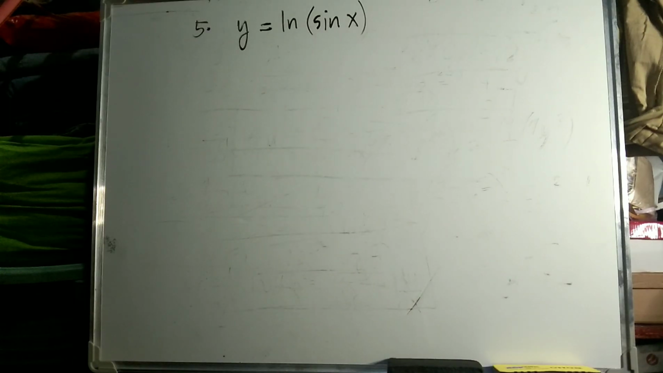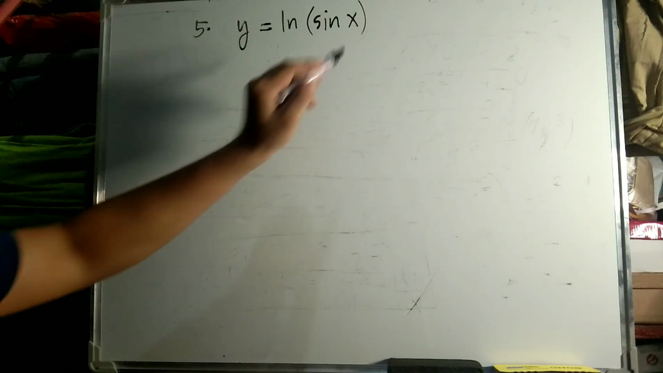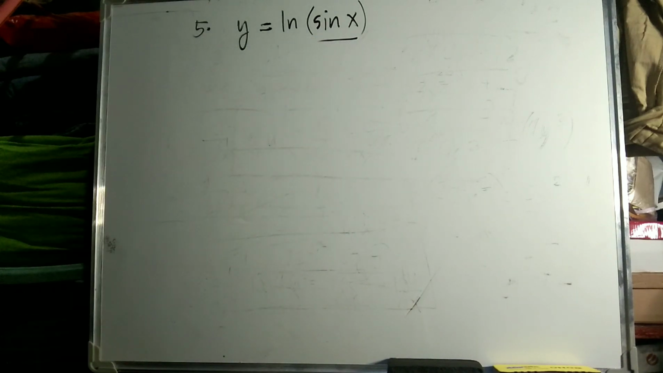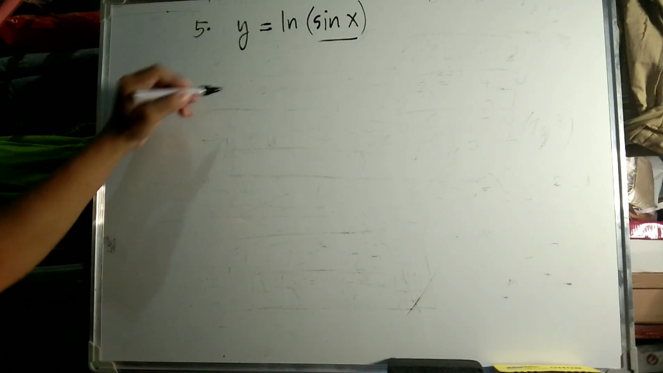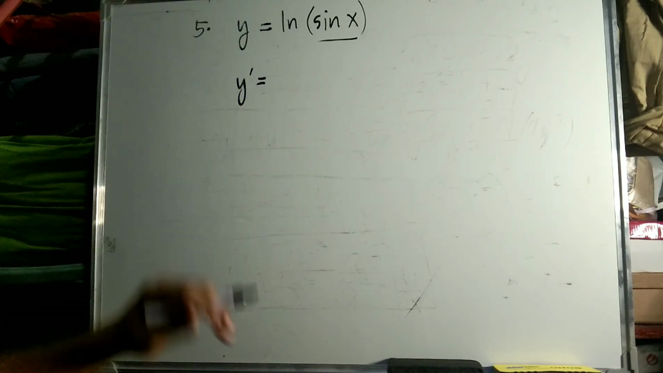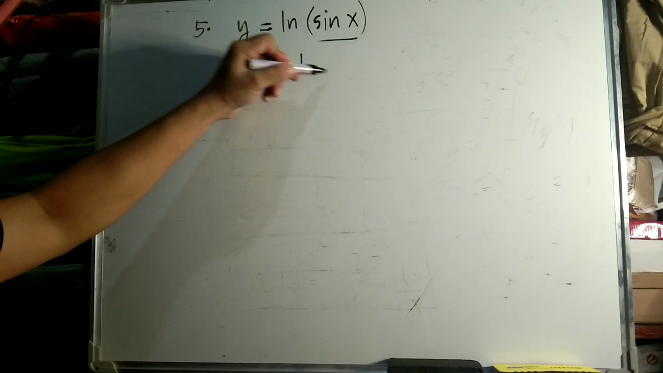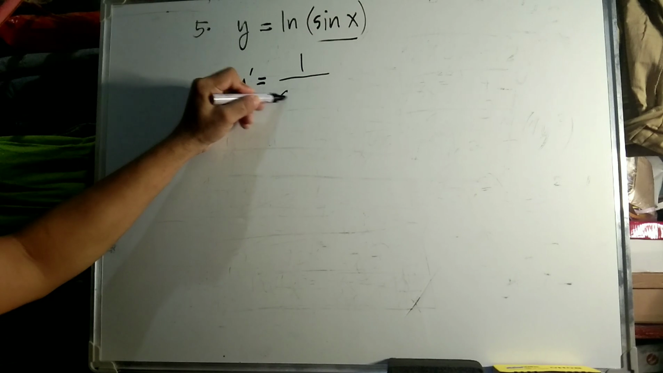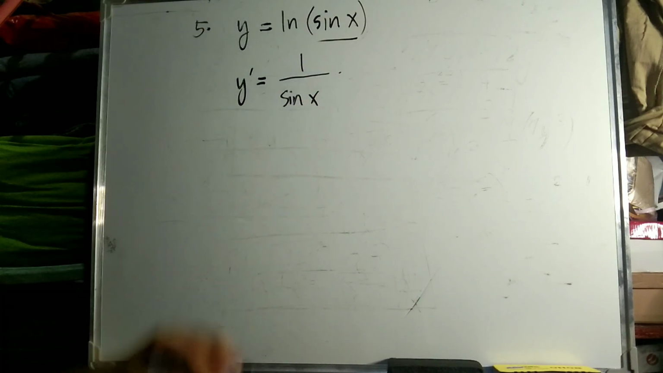So example number 5 tayo. Yung function y equals ln sin x. So yung u natin dito yung sin x. Okay. So get the y prime or derivatives. We have y prime equals 1 over u, sin x, times.